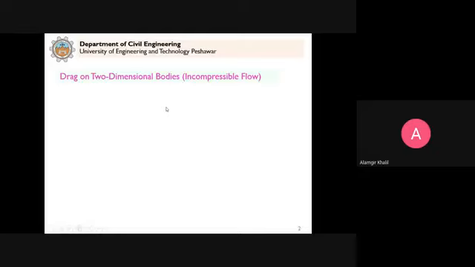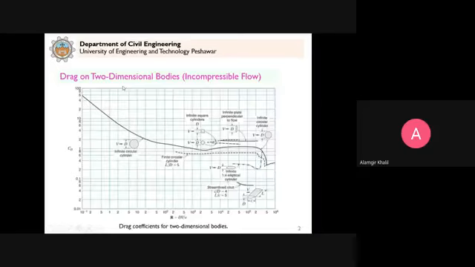In the previous lecture, we studied forces on immersed bodies, what the different forces are that are developed, how we can calculate them, and then we studied the drag forces in detail. The drag force has two components, the friction drag and the pressure drag. After that we studied drag on three-dimensional bodies. We continue with that, and this topic is drag on two-dimensional bodies.